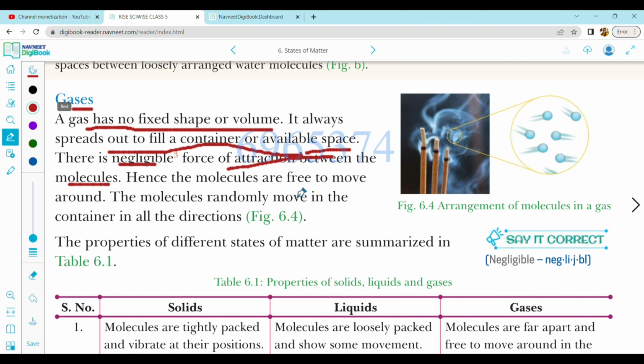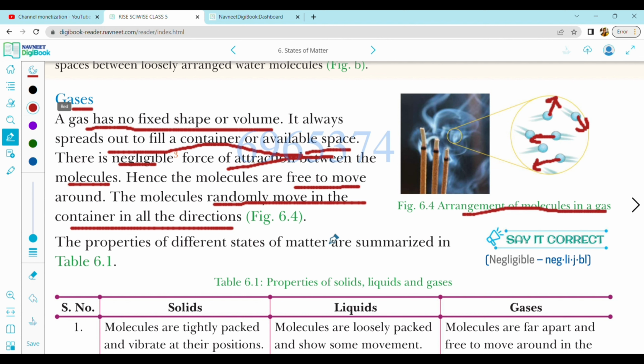Hence the molecules are free to move around. The molecules randomly move in the container in all the directions. You can see in this also, the molecules are moving in all the directions. Okay? They are free to show the movement. This is the arrangement of the molecules in gaseous state.